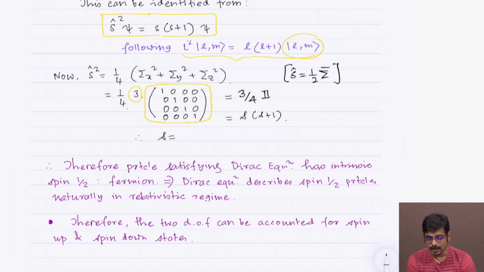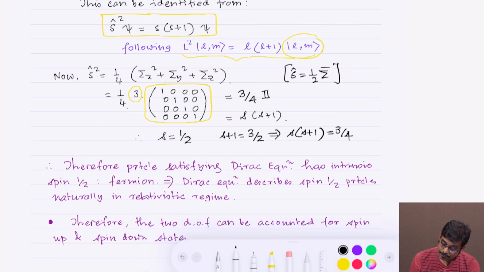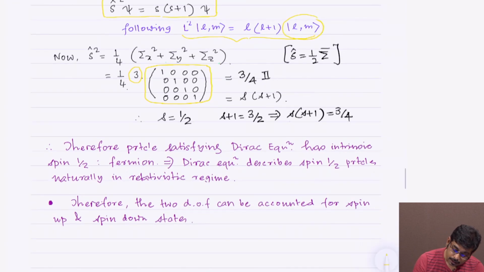What will be the possible s? This is very simple algebra, and you can all check immediately that s is half. If you have s equal to half, then s plus 1 is 3/2 and s(s+1) is equal to 3/4. So, this is almost like a miracle that the spin of those particles which satisfy the Dirac equation is essentially spin half.